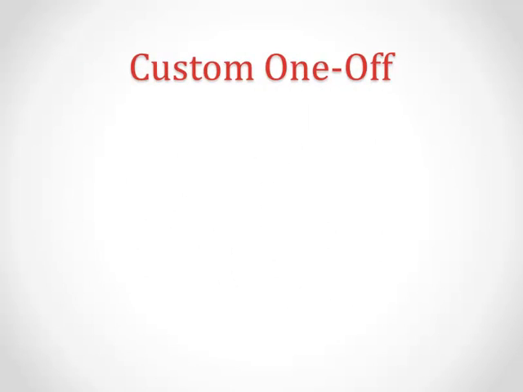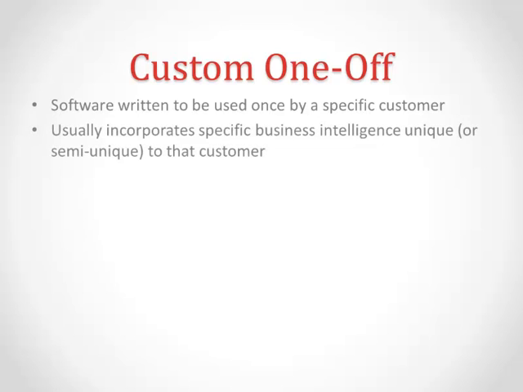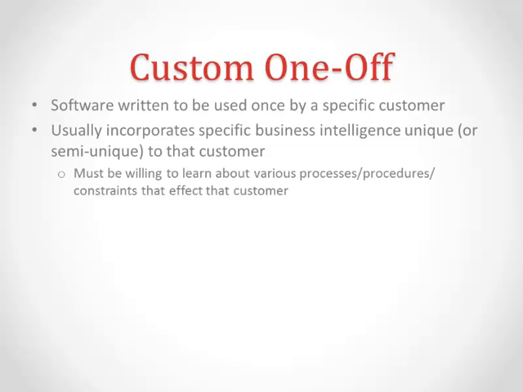Custom one-off software is often the best type for a micro ISV to get into at first. And that's when you write software for a specific customer, and it's not really meant to be sold repeatedly. Usually when you do custom one-offs, it's going to incorporate some very specific business intelligence that may not be relevant to any other company. They might have some process they do that no one else even worries about, or nobody else does it the same way.